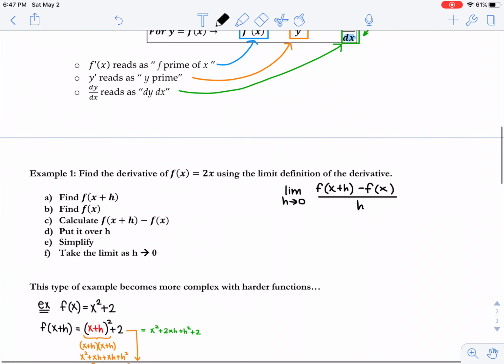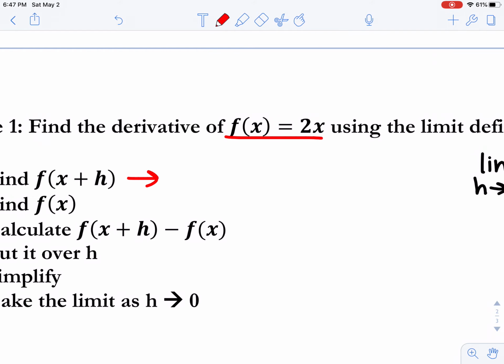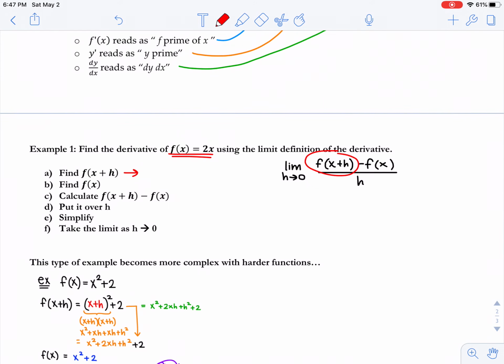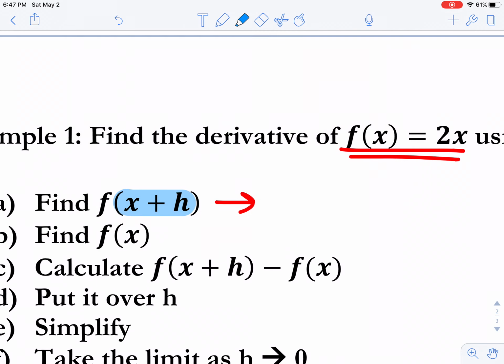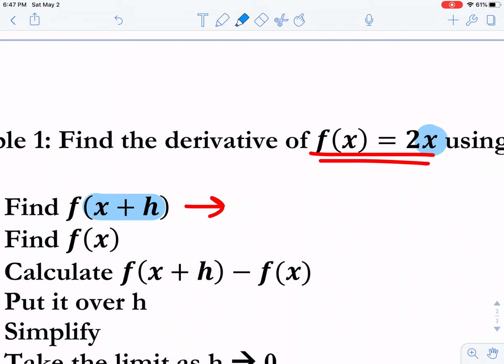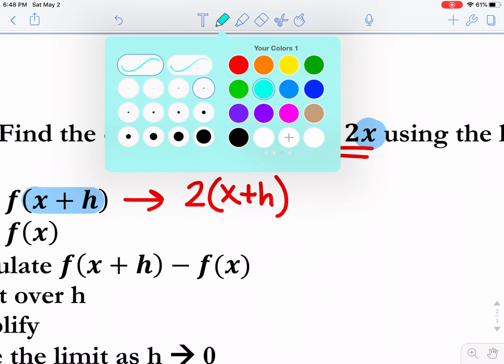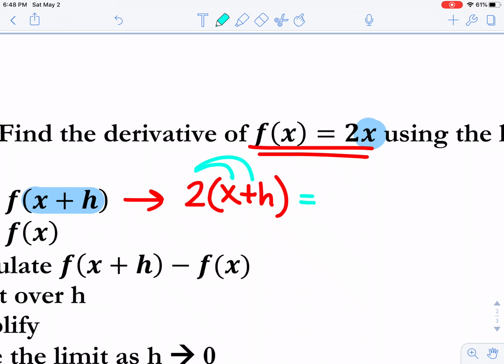So I like to break it down into steps. So first, let's go ahead and find that f of x plus h. They give me in this problem, example 1, that we want to find the derivative of f of x equals 2x. So if I find f of x plus h, what that means is that I'm going to take x plus h and I'm going to plug it in for x into the function. So I'm going to replace that x with x plus h. Distribute that 2. So f of x plus h in this case is 2x plus 2h.